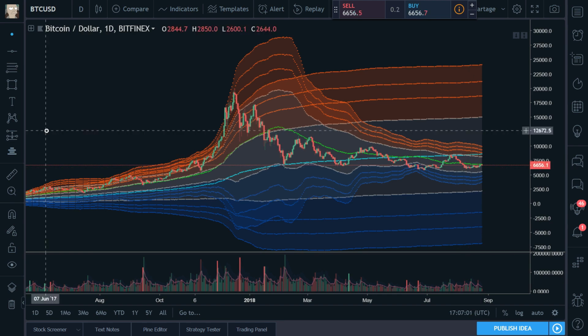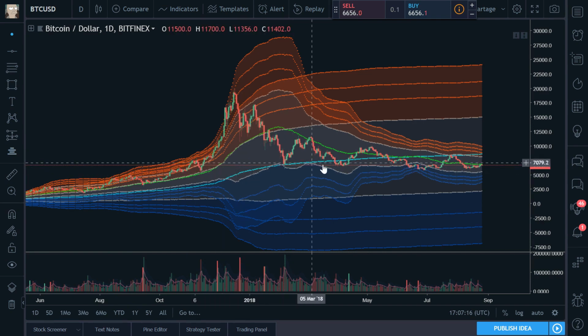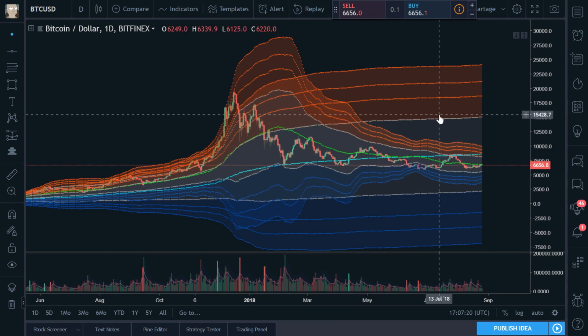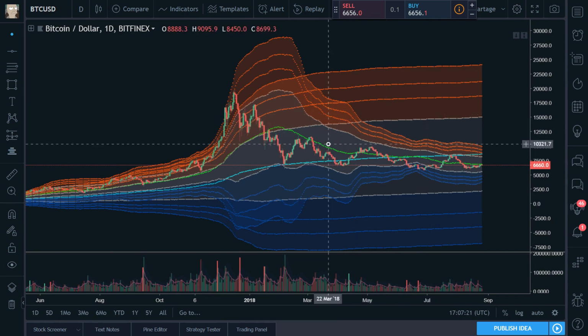So, apart from VWAPs, what are we looking at? Put simply, we are looking at deviations from the VWAP. These deviations are calculated using Fibonacci ratios and are represented by dotted lines here, here, here, and so on.